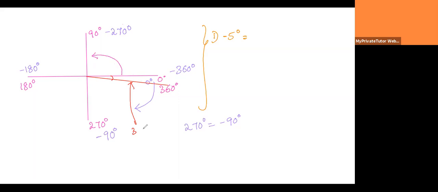What is 360 minus 5? Which is the same as 355. A few students answered correctly, which is the same as 355 degrees. Minus 5 degrees is the same as 355, guys. That's it. Which means we just subtract from 360.